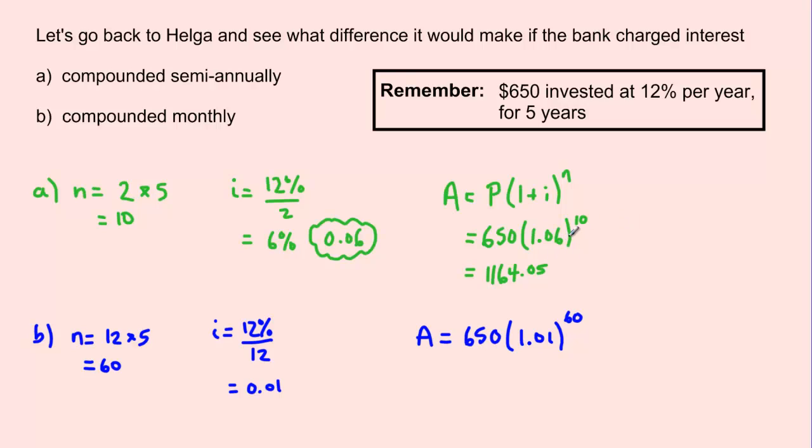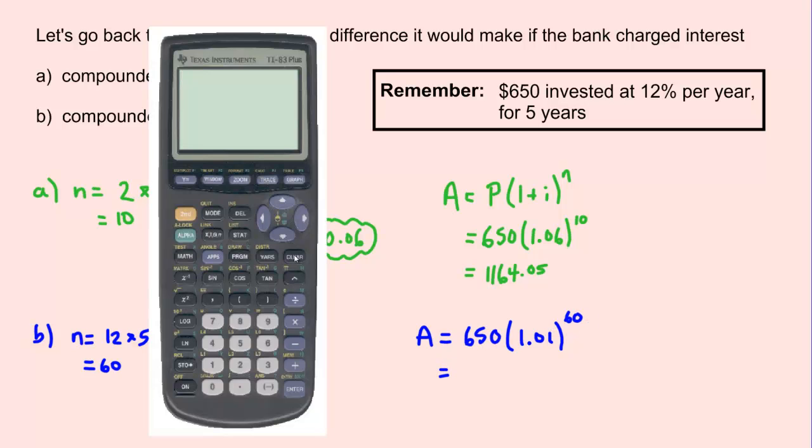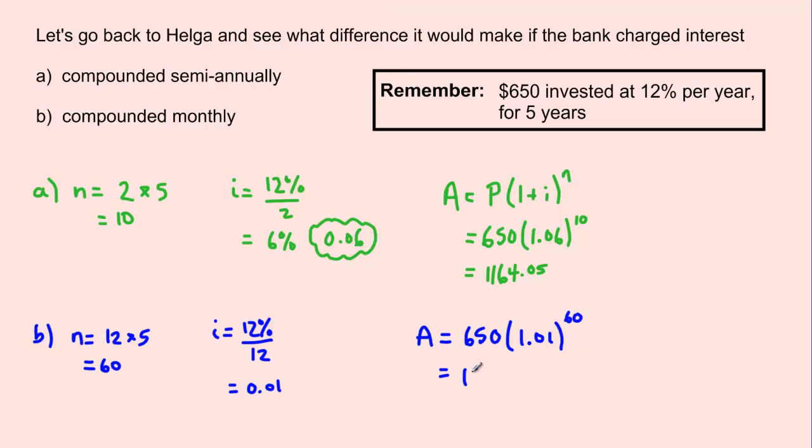Our interest rate was higher over here for 10 compounding periods. It's lower, but for 60 compounding periods. We'll see how much of a difference this makes. So 650 times 1.01 to the exponent 60, $1,180.85. That's $16 more than when we compounded semi-annually.